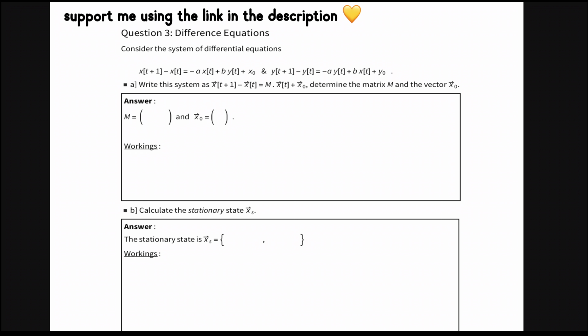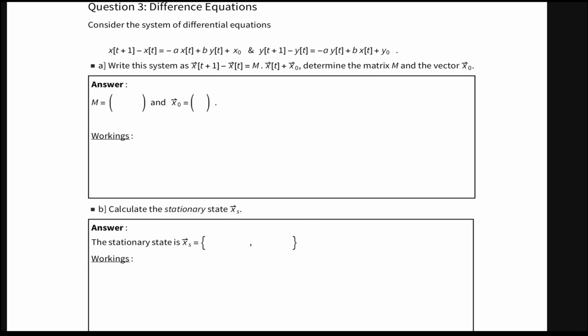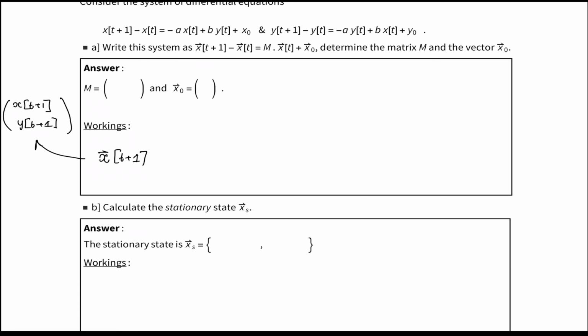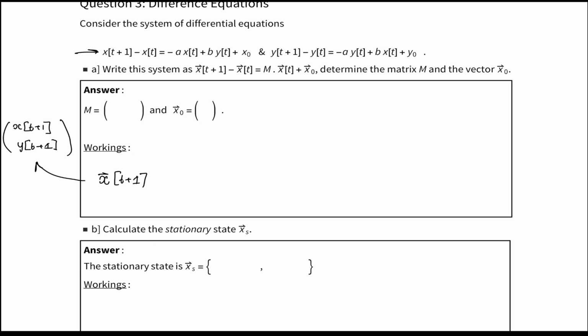Write the system as a vector of x_{t+1} minus a vector x_t is equal to some matrix M multiplied by vector x_t plus vector x0, and determine the matrix M and the vector x0. Cool. So this is pretty straightforward. The vector x_{t+1} is just x_{t+1} and then y_{t+1}. So all I've done is stack these two equations on top of each other, with this one in the first row and this one in the second row.